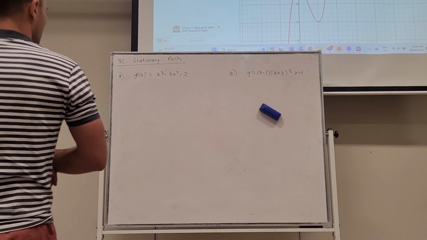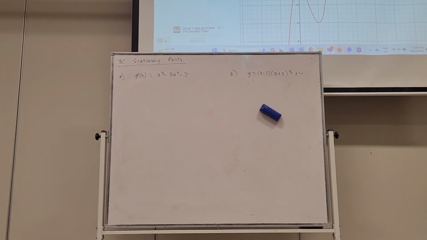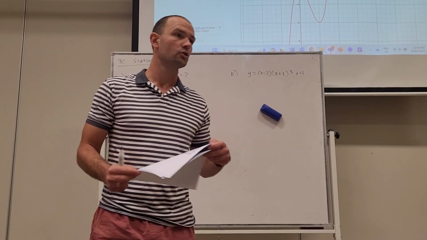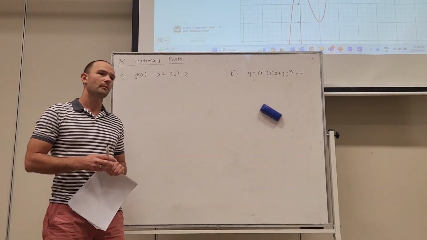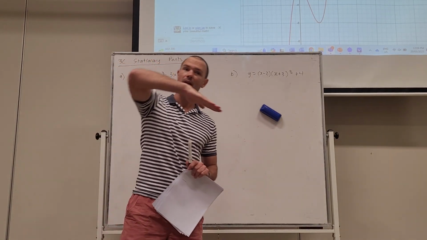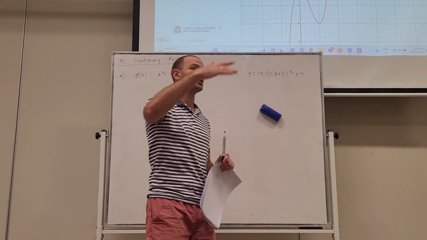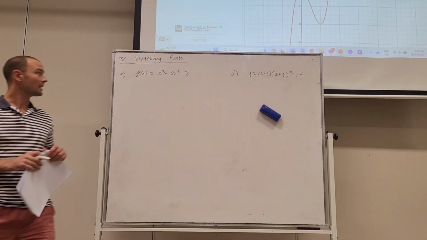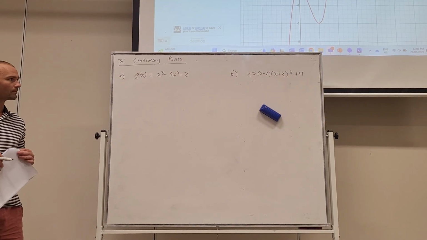There we go. Okay, so today we're talking about stationary points, and this flows directly from what we did in our last lesson on Tuesday. On Tuesday we were talking about when we have a positive slope, that means the function is increasing, and if we have negative slope, that means the function is decreasing. So what we're going to do today follows directly from that.